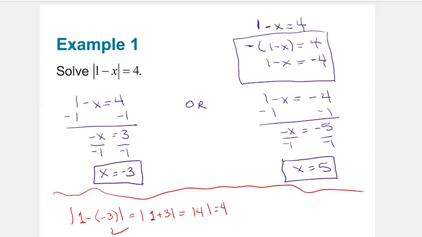And now let's put in 5. So I have now the absolute value of 1 minus 5, which equals the absolute value of -4. And the absolute value of -4 is 4. So again, that also checks out. So we have our two solutions, x equals -3 and x equals 5, and they both solve this equation.